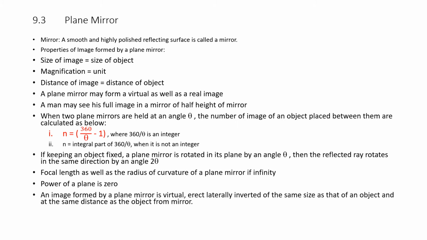An image formed by a plane mirror is virtual, erect, laterally inverted, of the same size as that of the object, and at the same distance from the mirror as the object. That is, an image formed by a plane mirror is virtual, laterally inverted, of the same size as the object and at the same distance as the object from the mirror. These are the properties.